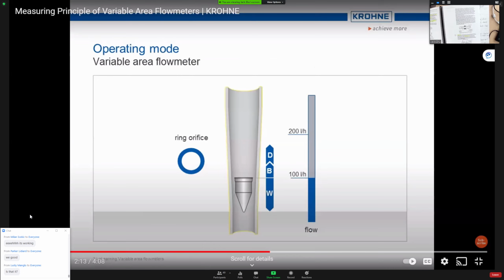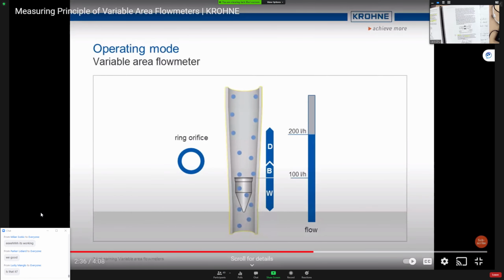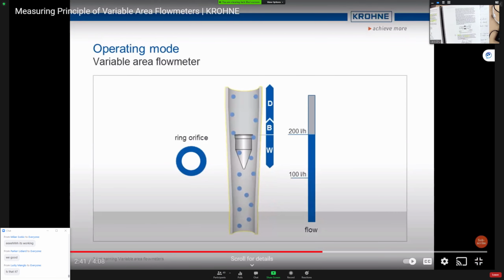I would like to illustrate this with an example. Let's take as our starting point a state of equilibrium of the forces. That is, the float remains immobile in a certain position with constant flow. If the flow increases, the flow velocity in the ring orifice also increases, and correspondingly the flow force as well. The float rises. With the higher position of the float, the ring orifice, however, also becomes wider. So the flow velocity in the orifice sinks again, and the flow force returns to a state of equilibrium.